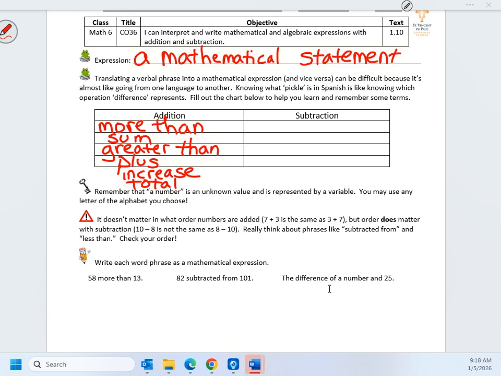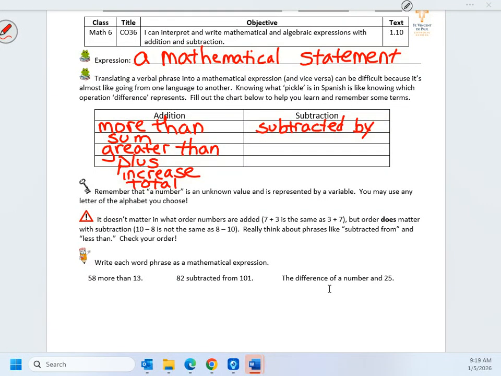Now let's think about subtraction. What are some words that mean we're going to subtract? Michael? Well, it's actually going to be a little bit more than just subtract. We could say subtracted by. So 10 subtracted by 7 would give us an answer of 3.